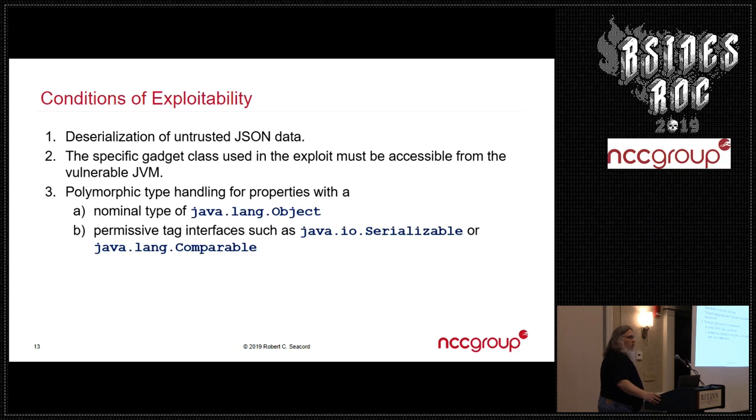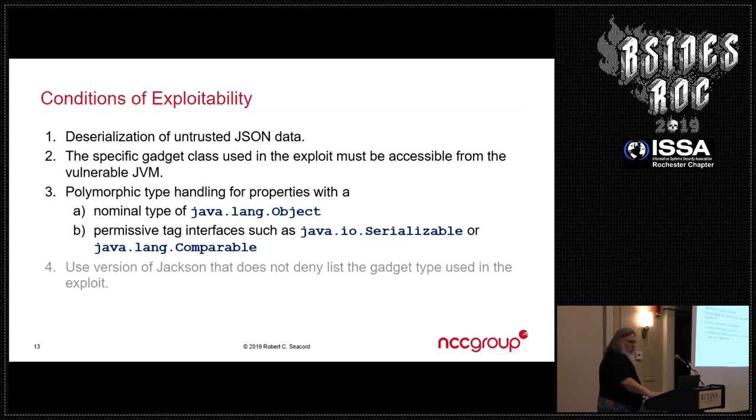The other thing that would work is that you could use a permissive tag interface. So for example, anything which implements Serializable or Comparable. And if you were to use an interface like that, it's broad enough that there's going to be a wide selection of gadgets that an attacker could then deserialize.